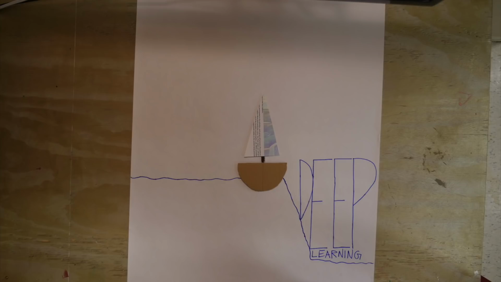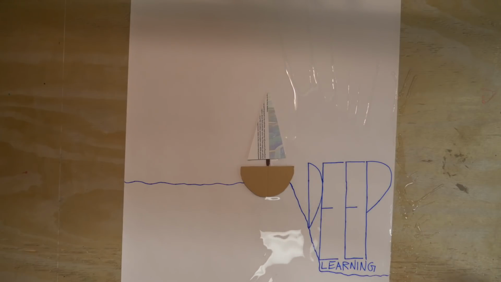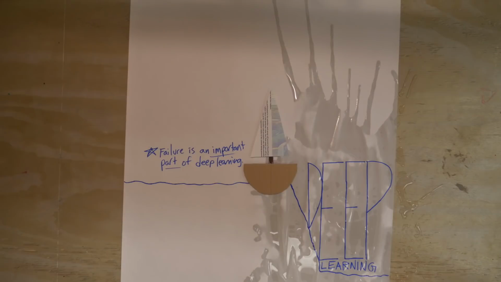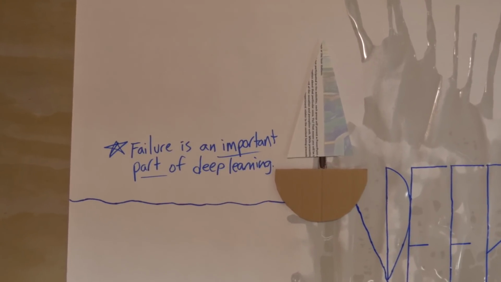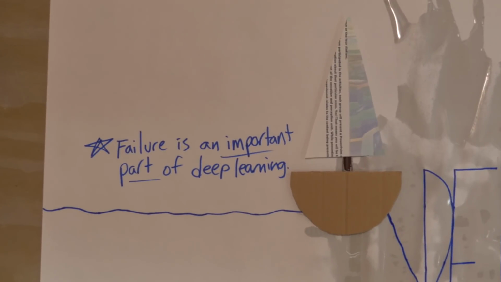I forgot the water. Hang on. Shoot. Well, that didn't work. I do think it's a good reminder that failure is an important part of deep learning, but let me try this another way.